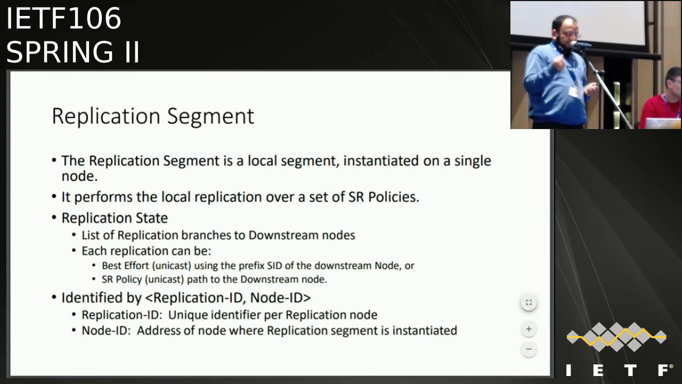As we discussed, a replication segment is a local segment instantiated on a single node in the network, which you can think of as the head. It then performs replication over a set of SR policies. The SR policies could be just best effort routes, meaning best effort unicast using the prefix SID of the downstream nodes that are part of the replication set. Or it could be an SR policy, which steers the traffic through some traffic engineering path to that set of downstream nodes in unicast fashion. It is identified by the replication ID and the node ID, where the node ID is the ID of the node where the replication segment is instantiated.